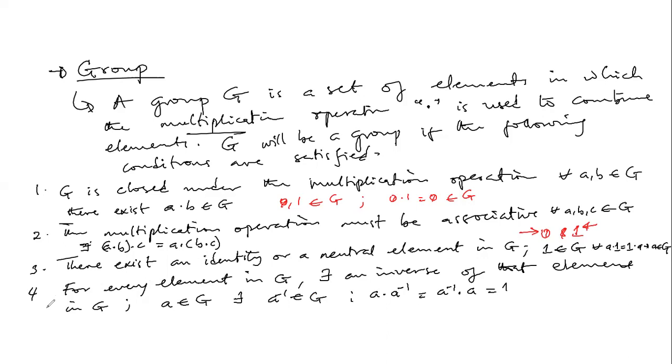Okay. And then the fifth condition that must be satisfied for a group to exist is that the group is also commutative. So the law of commutativity applies. That is, A dot B is the same as B dot A for all A and B in G.